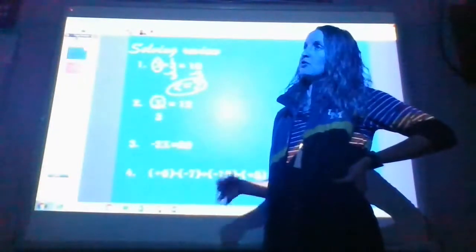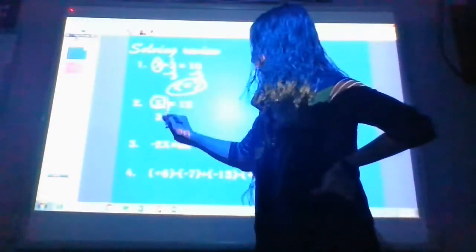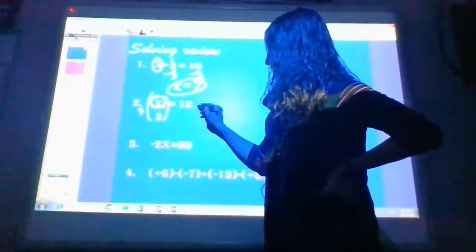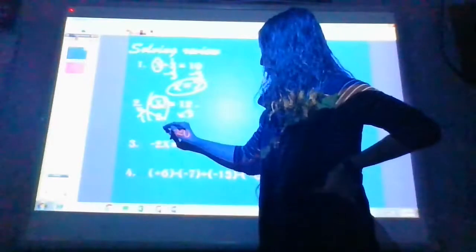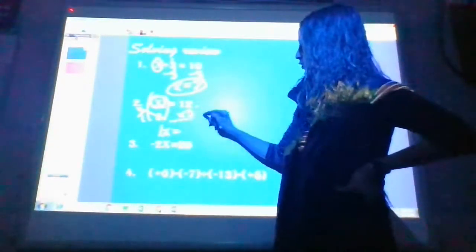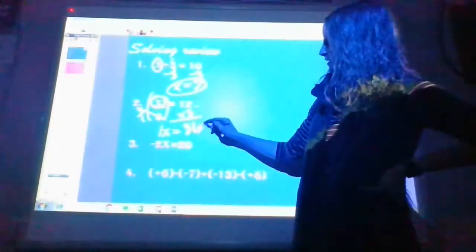What's happening between these two? Division. Opposite is multiplication. So we're going to multiply both sides by 3. And when we do that, 3 divided by 3, that's just 1. So we're left with 1x. And 12 times 3 is going to be 36.